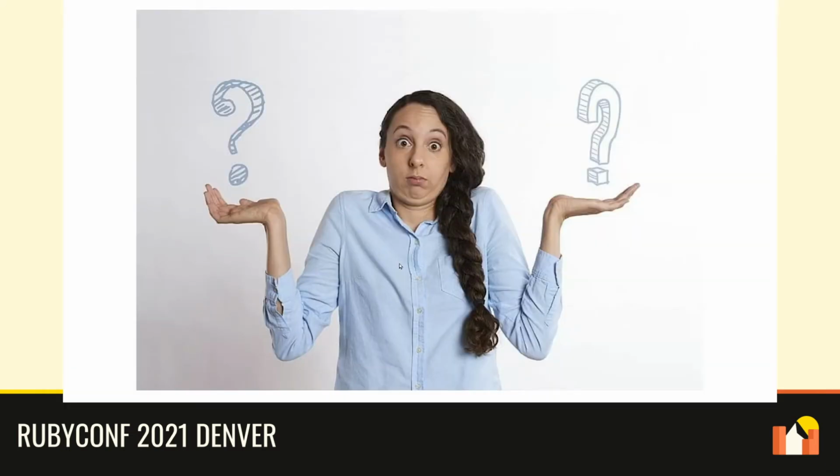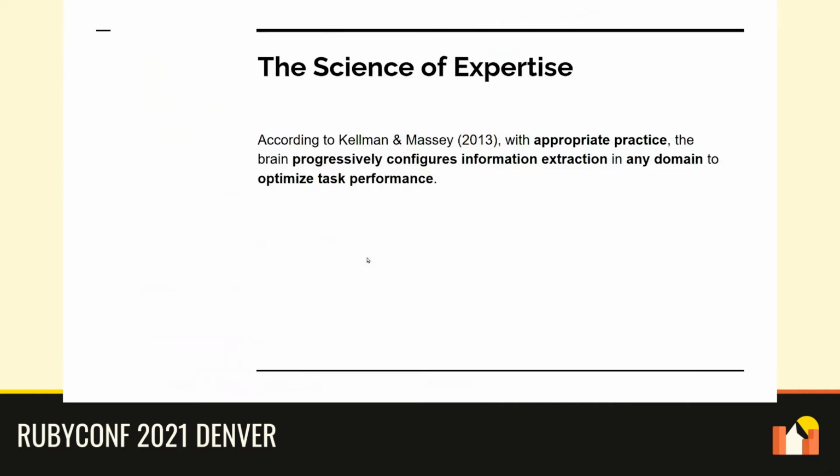How do we develop these expert skills then? We do that by developing domain-specific changes in the extraction of information. According to Kellman and Massey, with appropriate practice, the brain progressively configures information extraction in any domain to optimize task performance.